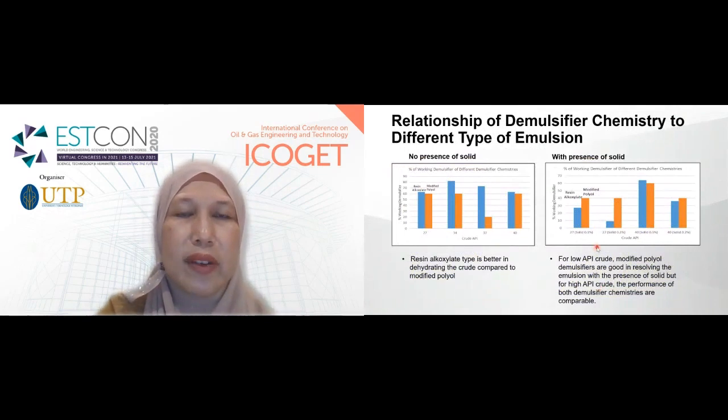Now, we come up with the relationship of the demulsifier chemistry to different types of emulsion. Here, we segregate between the effect of no presence of solid and with presence of solid. With no presence of solid, we can see that resin alkoxylate type is better in dehydrating the crude compared to modified polyol. But when you have solid in your crude, it seems that your modified polyol is a better demulsifier compared to resin alkoxylate for a low API crude condition. But for high API crude condition, we can see that the performance is comparable between these two chemistry groups.